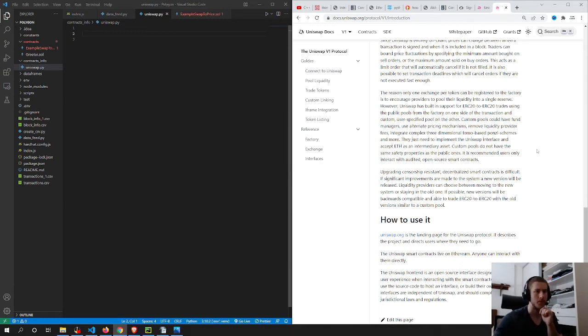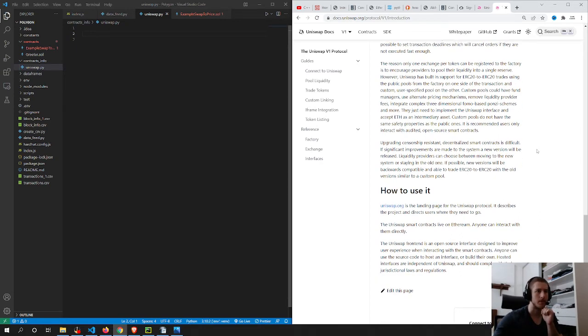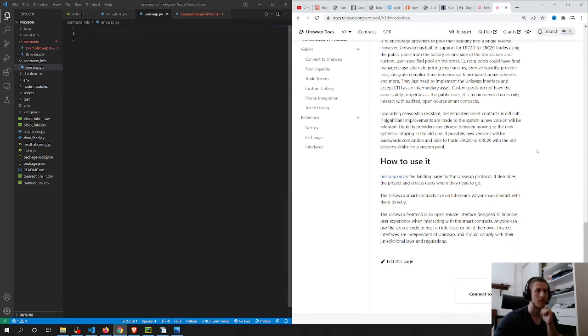Upgrading censorship-resistant decentralized smart contracts is difficult. If significant improvements are made to the system, a new version will be released. Liquidity providers can choose between moving to the new system or staying in the old one. Possible new versions will be backwards compatible with the old version, similar to custom pools.